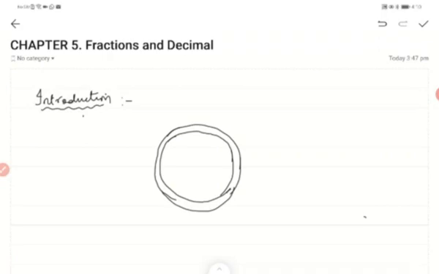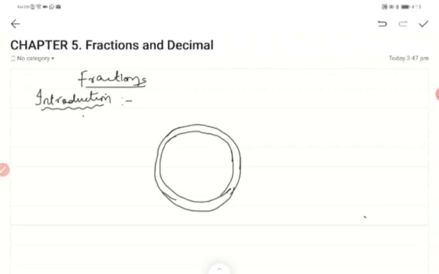So chapter 5 is related to fractions and decimals. Let us first learn types of fractions and then the different operations to be done with fractions. I hope you already have an idea about fractions, because you are in 6th class, maybe you know about fractions.